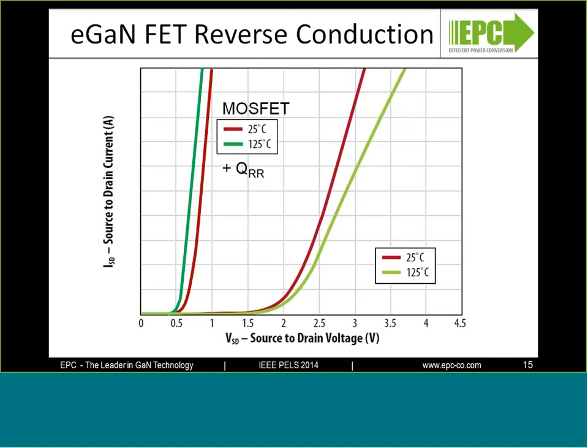And in fact, as you go up in temperature, the forward drop of the diode gets lower. In the case of an eGaN FET, the forward drop of the diode gets higher with temperature, and it starts off at a higher value.